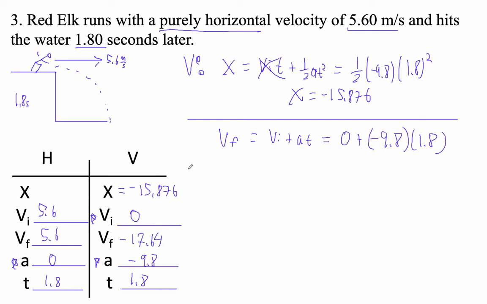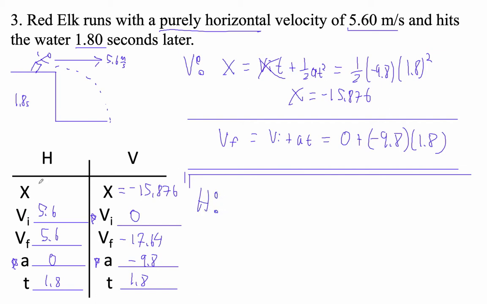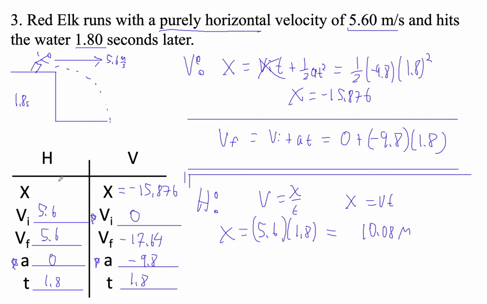All right, now we're done with the vertical. Okay, let's do the horizontal here. Really all we ever do is we use v as x over t, right? So x is going to be vt. It's a triangle problem, right? So x is 5.6 meters per second for all of 1.8 seconds. 5.6 times 1.8, that's 10.08.